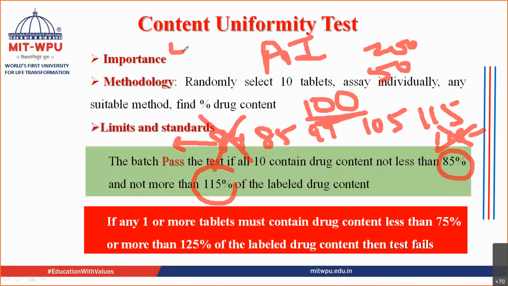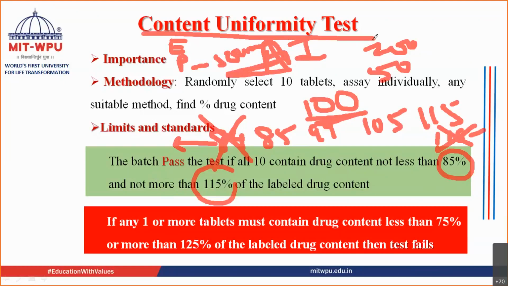So you write down: each tablet contains paracetamol 500 milligram. Here the 500 milligram is the active ingredient. We are finding the content uniformity for the active ingredient. This active ingredient should be between 85 to 115% for each selected tablet.